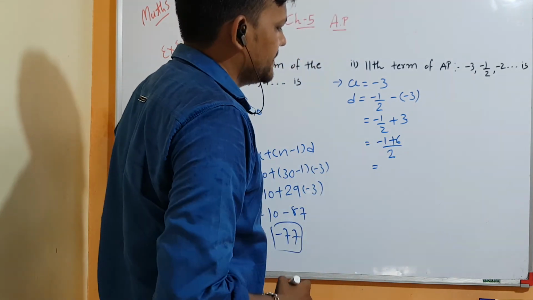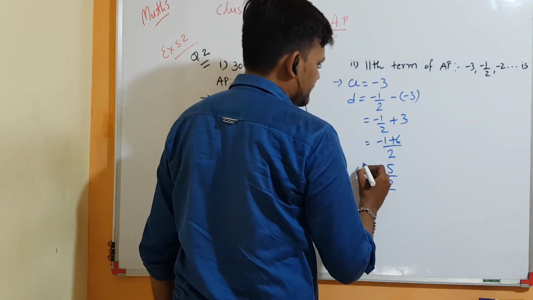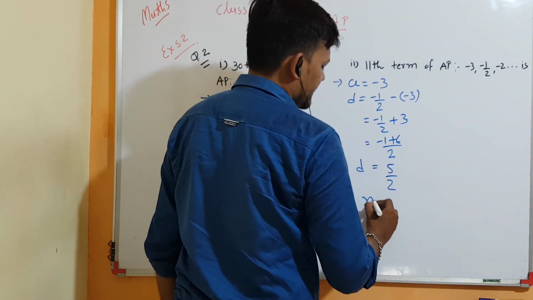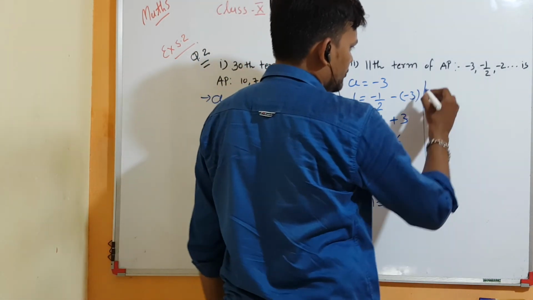Minus plus minus and sign of bigger. So 6 minus 1, 5. So your D is 5 by 2 and N is 11. Clear? Now apply the formula.